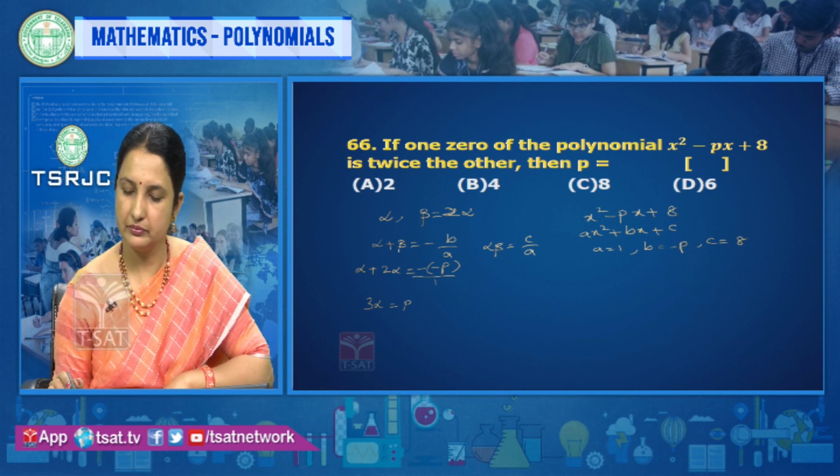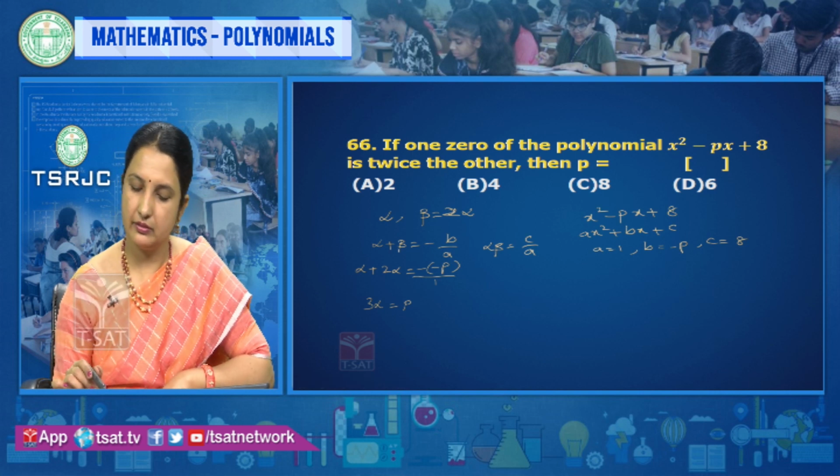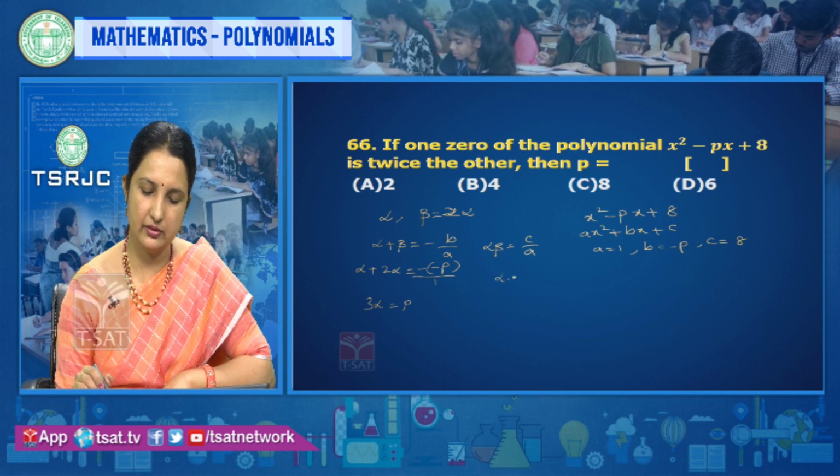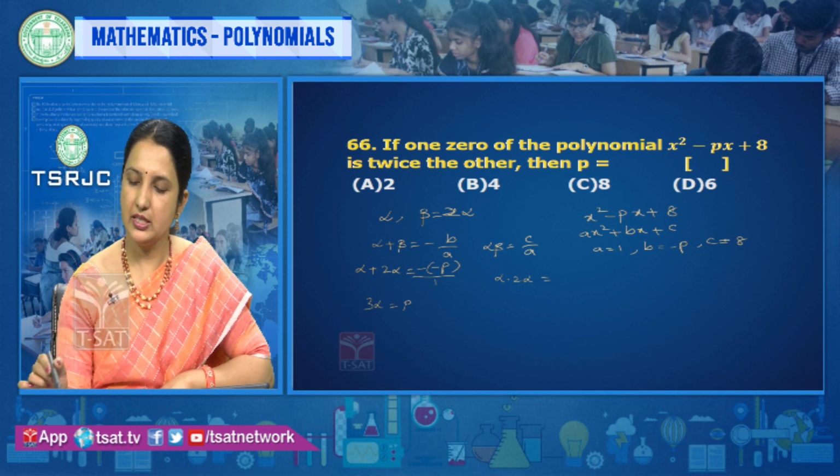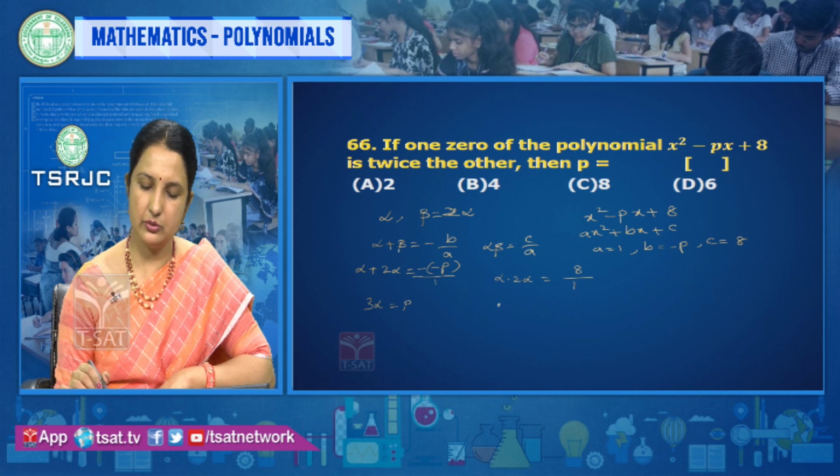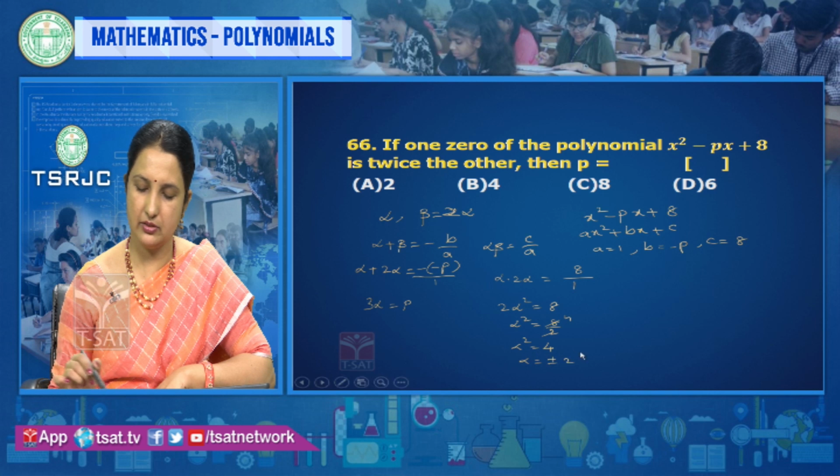Okay. Next, alpha into beta, that means alpha into 2 alpha, that equals 2 alpha square. What is c? 8. What is a? 1. So, 2 alpha square equals 8. Then alpha square equals what? 8 by 2 is what? 4. So alpha square equals 4. Then alpha equals plus or minus 2.